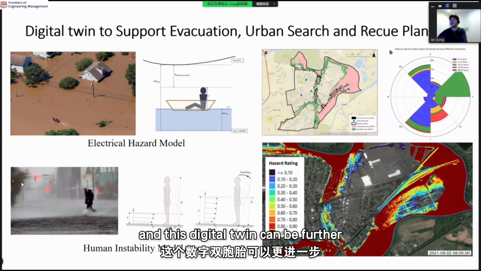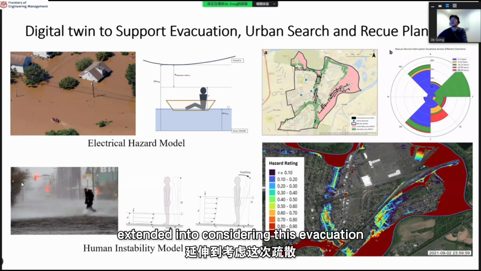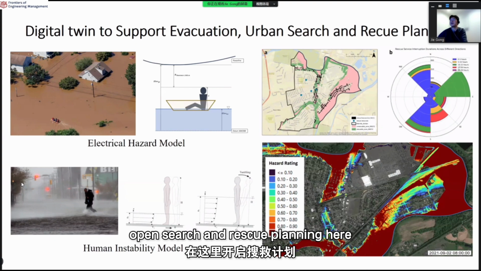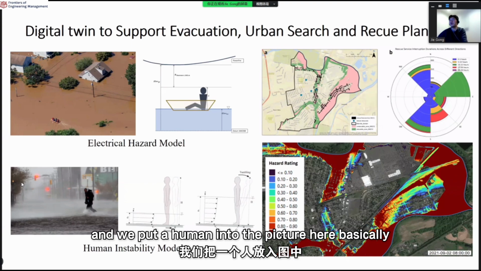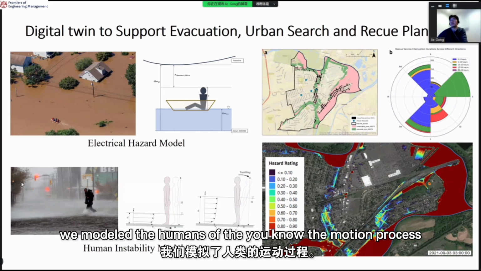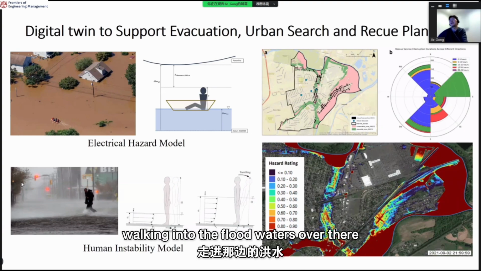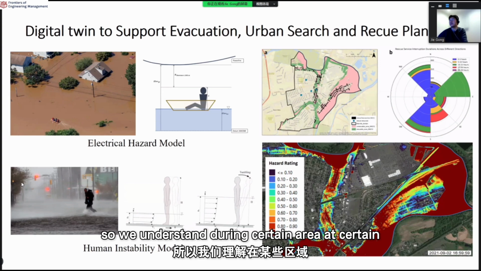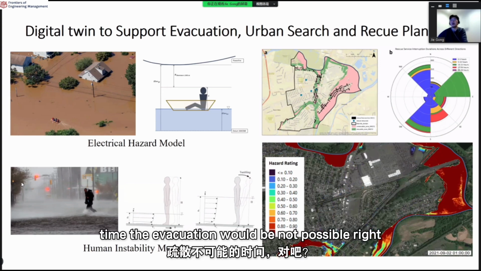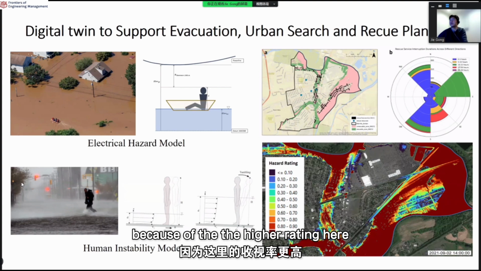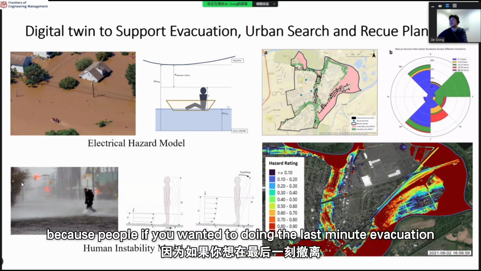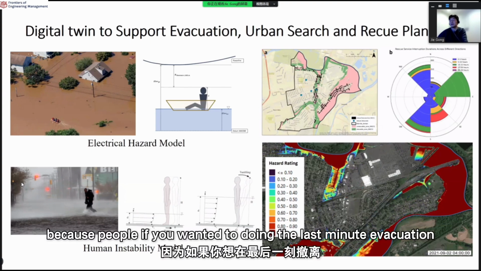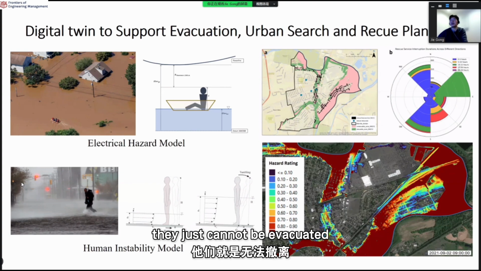And this digital twin can be further extended to considering evacuation, urban search, and rescue planning. At the bottom here, we consider the flood velocity, and then we put a human into the picture. Basically, we model human motion walking into the flood waters. So we understand that in certain areas at certain times, evacuation would not be possible because of the hazard rating. As the flood comes, it's impossible to do evacuation in some areas if you leave it to the last minute.